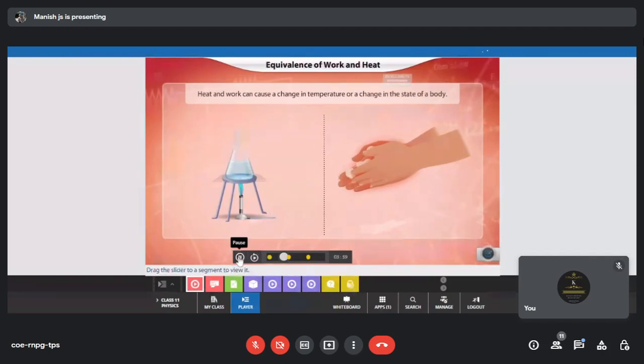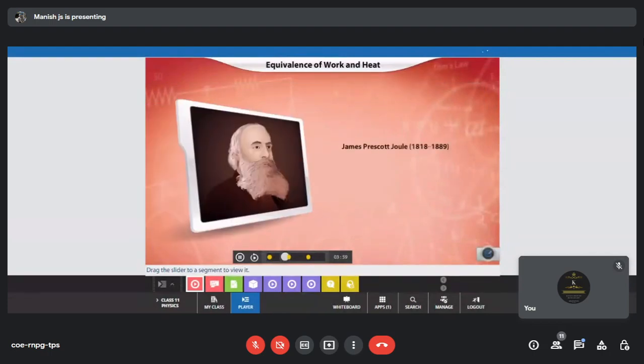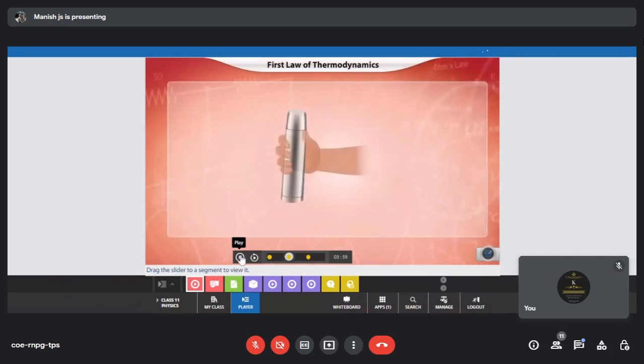So we'll move ahead. The English physicist Dr. Joule performed many experiments to study the relationship between heat and work done. He concluded that 4,180 joules of work is equivalent to 1 kilocalorie of heat. Here they have given a relationship. So what is the joules to kilocalorie? Kilocalorie is written as kcal.